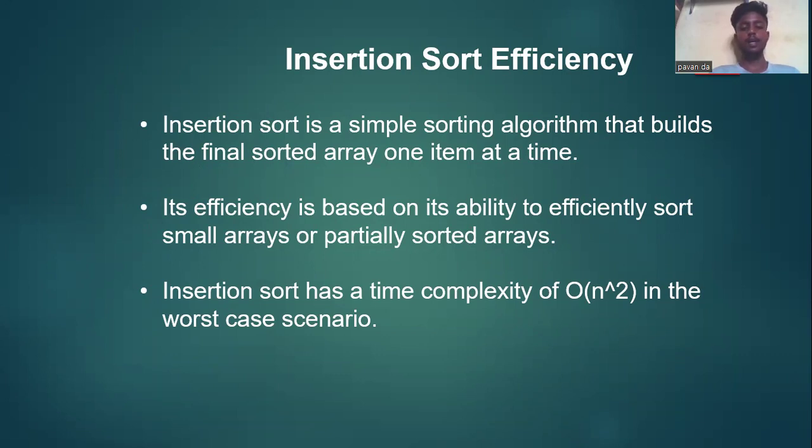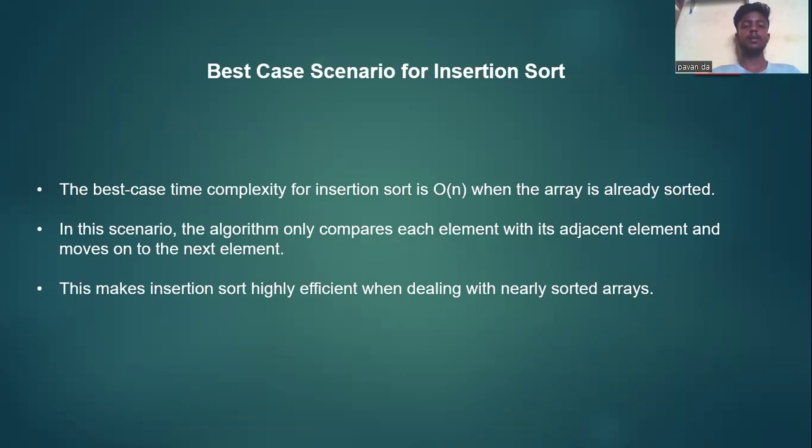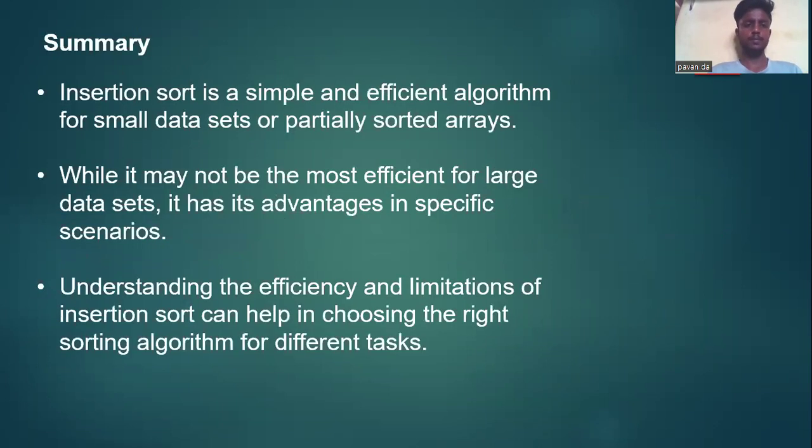Insertion sort has a time complexity of O(n^2) in the worst case scenario. The best case scenario of insertion sort: the best case time complexity for insertion sort is O(n) when the array is already sorted. In this scenario, the algorithm only compares each element with its adjacent element and moves on to the next element. This makes insertion sort highly efficient when dealing with nearly sorted arrays.